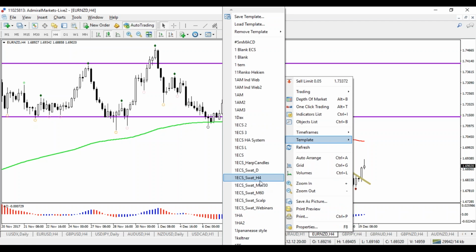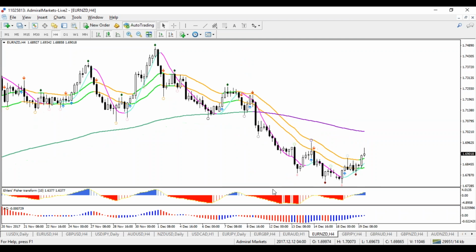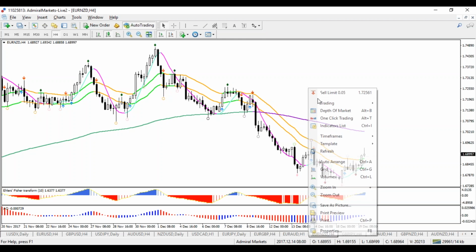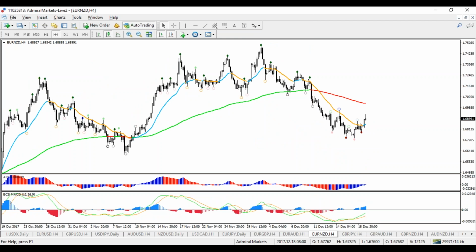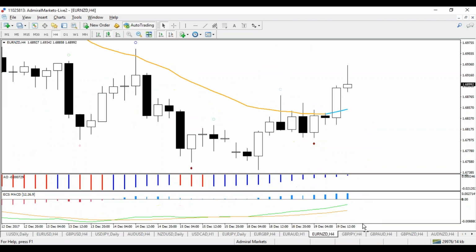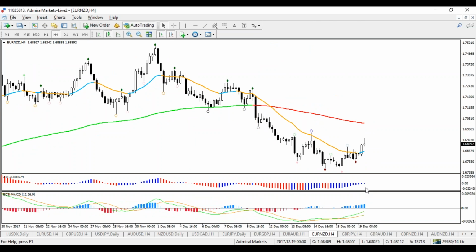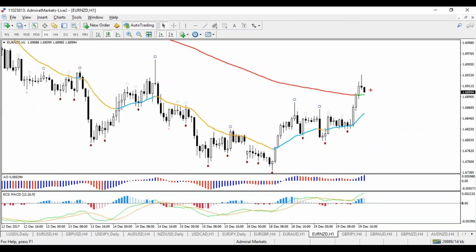Euro New Zealand also has strong upside here at the moment. Good momentum to the upside. Higher highs, higher lows, and could be the same thing. Although with the Euro New Zealand, I'm more inclined to trade it to the upside than to the downside for the moment.